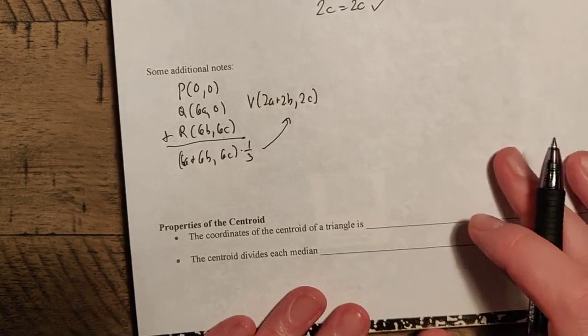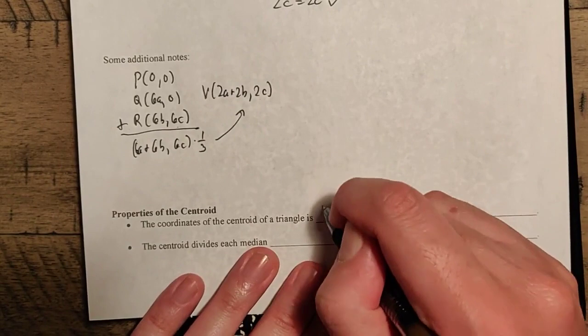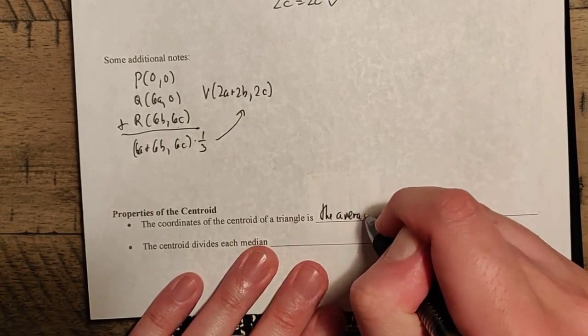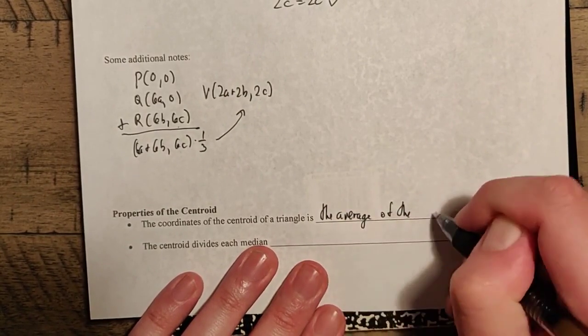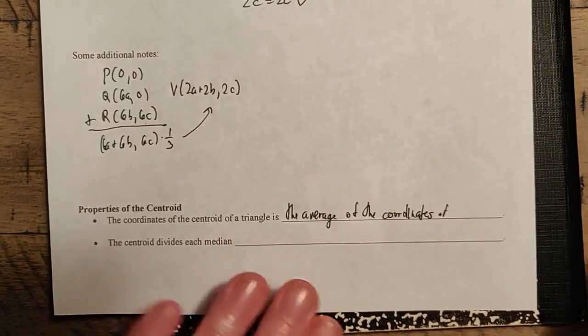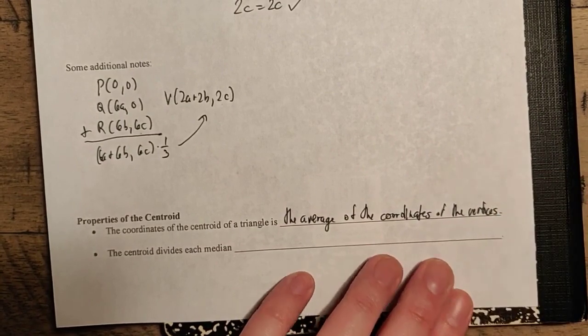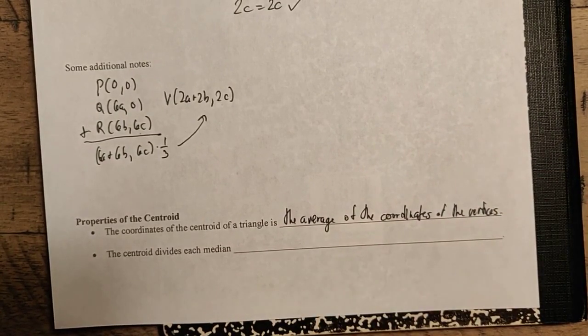So that means we note here one important thing is that the coordinates of the centroid of a triangle is just the average of the coordinates of the vertices. Very nice little thing here, okay?